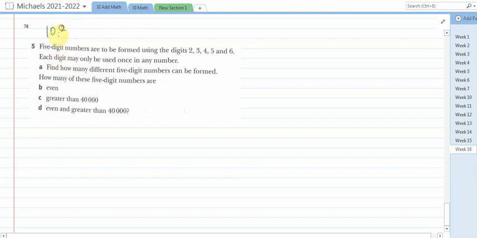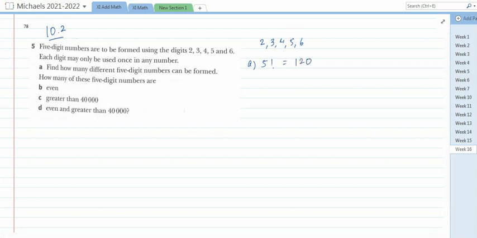Alright, it says 5-digit numbers are formed using the digits 2, 3, 4, 5 and 6. Each digit may only be used once in any number. Find how many different 5-digit numbers can be formed. For the first part, you know that it's 5 factorial. Its numeric value is 120. So the answer is 120.